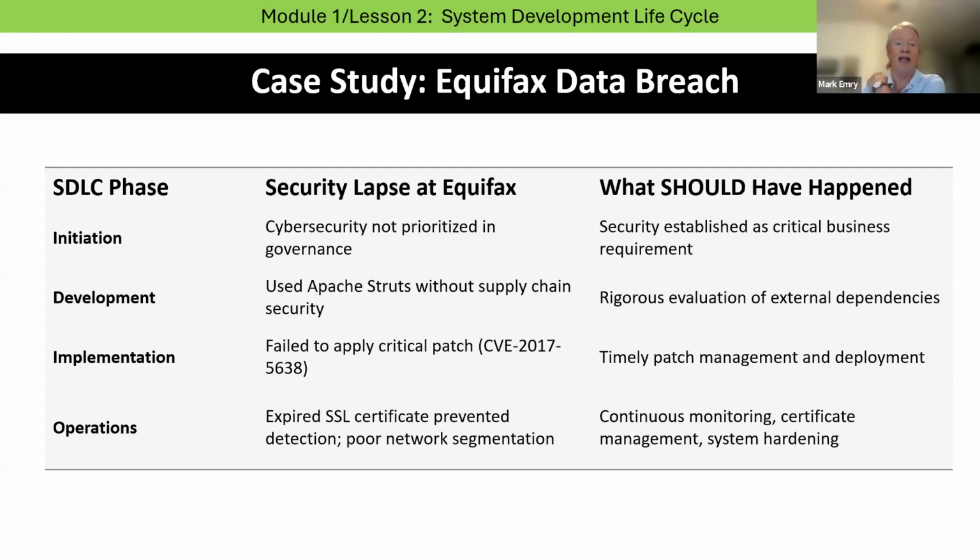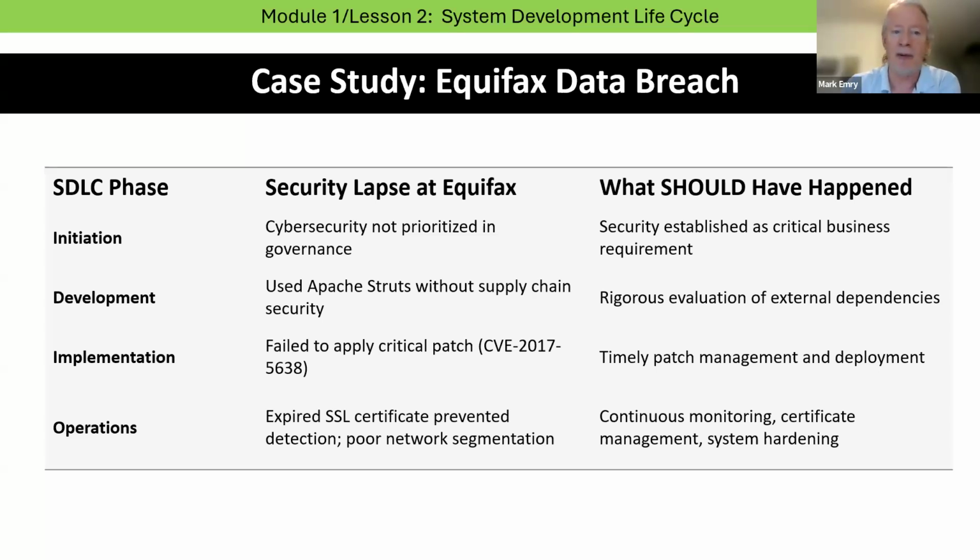During the acquisition and development phase, they used Apache Struts 2, which is an open source component, without rigorous supply chain security processes. While the vulnerability was in a third-party library, secure development includes evaluating and monitoring external dependencies.